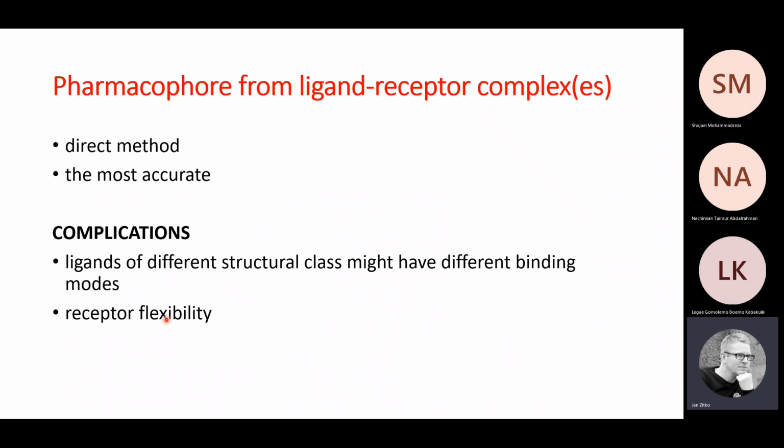So to cover the flexibility, you have several choices. You can either use more crystallographic structures, more crystallographic complexes, if you have them. In this approach, you suppose that each crystallographic complex is in a little bit different conformation, talking about the binding site. Or if you have only one structure, you can, for example, run a molecular dynamics simulation, which can produce different conformations of the binding site for you.